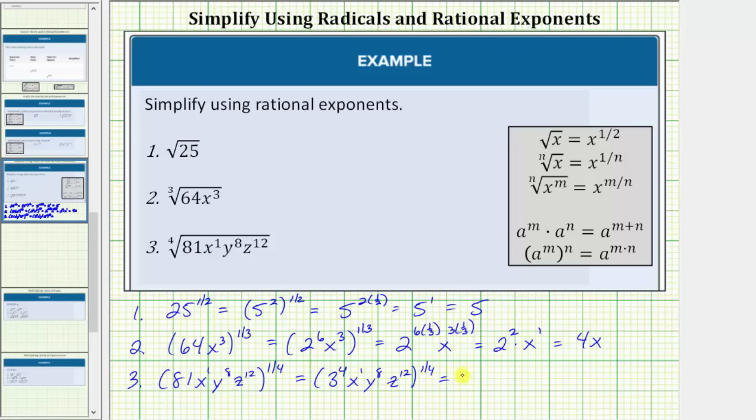In this form, we multiply the exponents, so we have 3 to the 4 raised to the power of 1/4, x raised to the power of 1 times 1/4, which is 1/4, y raised to the power of 8 times 1/4, and z raised to the power of 12 times 1/4. So here we have 3 raised to the power of 4 times 1/4, that's 3 to the first, or just 3, x to the 1/4, y raised to the power of 8 times 1/4 is 2, and z raised to the power of 12 times 1/4, which is 3. So this simplifies to 3x to the 1/4, y squared, z to the third.